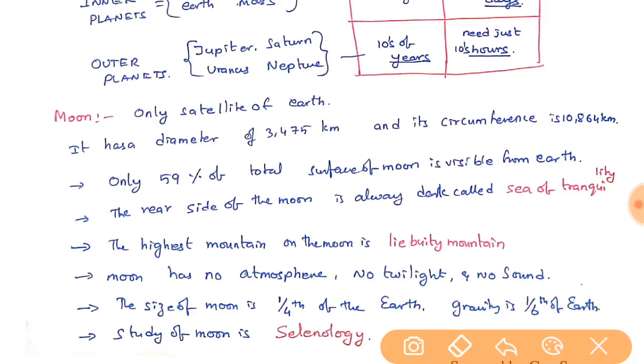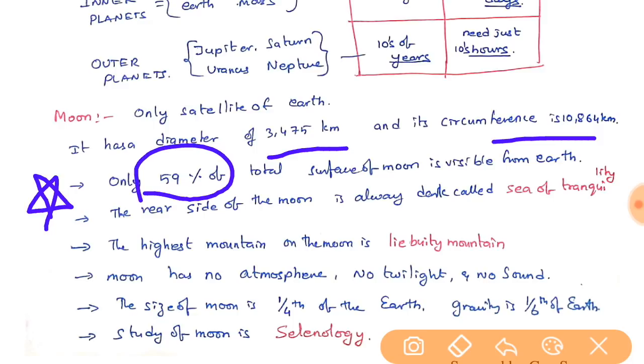The moon is the only satellite of the Earth, and it has a diameter of 3475 km. Its circumference is only 10,864 km. And this is a very important fact, friends: we see the moon every day, every night, but in our lifetime, any person on Earth can only observe 59% of the moon, from one side, friends. The other side of the moon is unknown to people on Earth, friends.